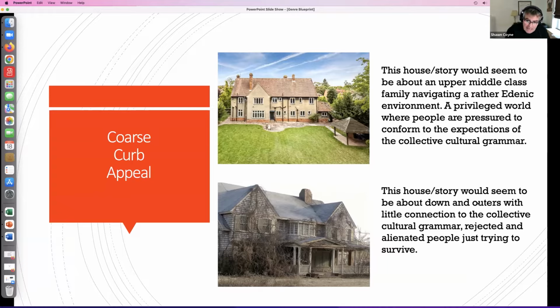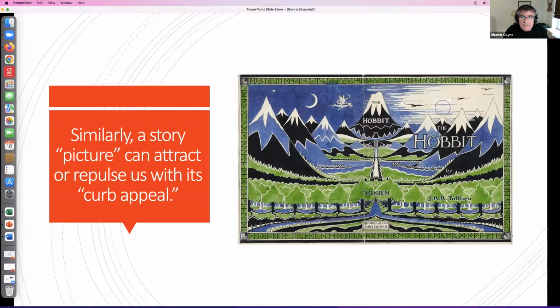Now this house or this story would kind of seem to be about some down and outers, with little connection to the collective cultural grammar. They're kind of rejected and alienated people just trying to survive. So all we have are these 2 pictures of a house, and we're already sort of getting a gut reaction to what they might be all about, right? All right, so similarly, a story picture can attract or repulse us with its curb appeal.